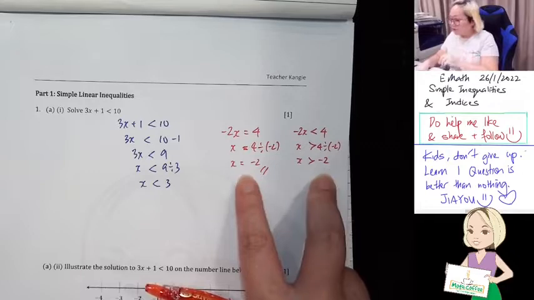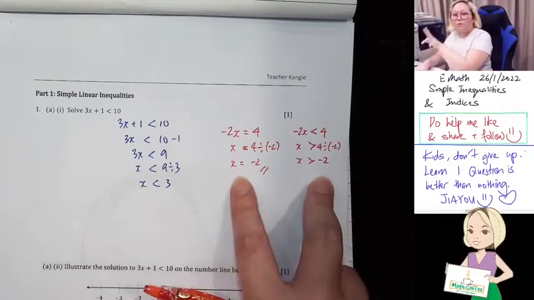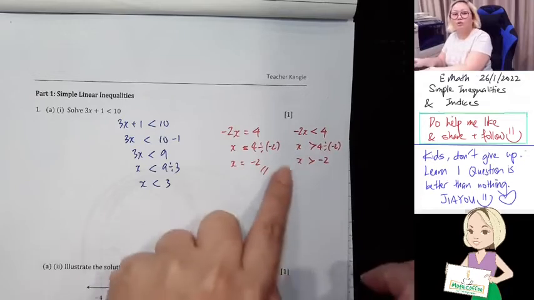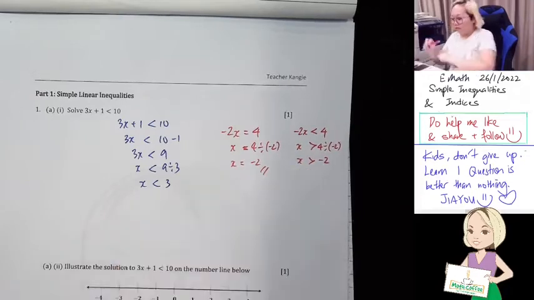So this is one of the differences. Take note, when you divide by negative or multiply by negative, you need to flip the mouth. Okay, let's move on.